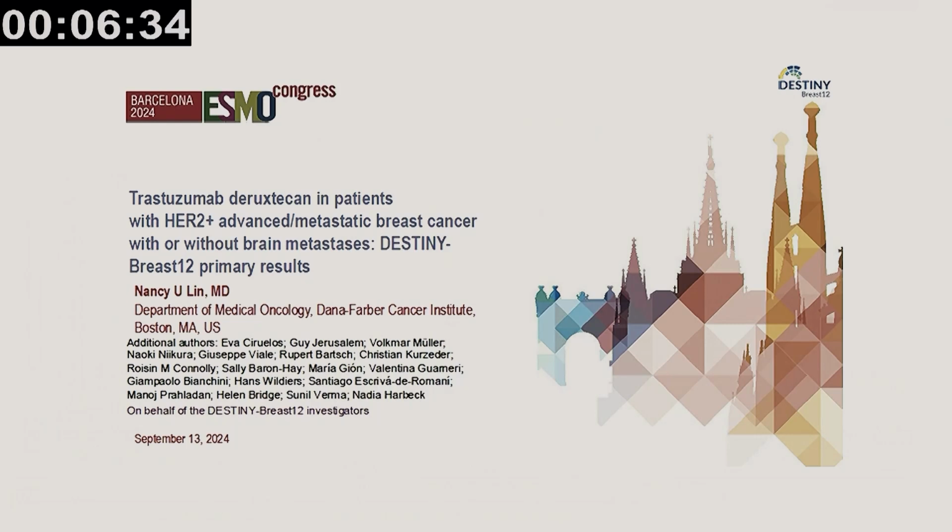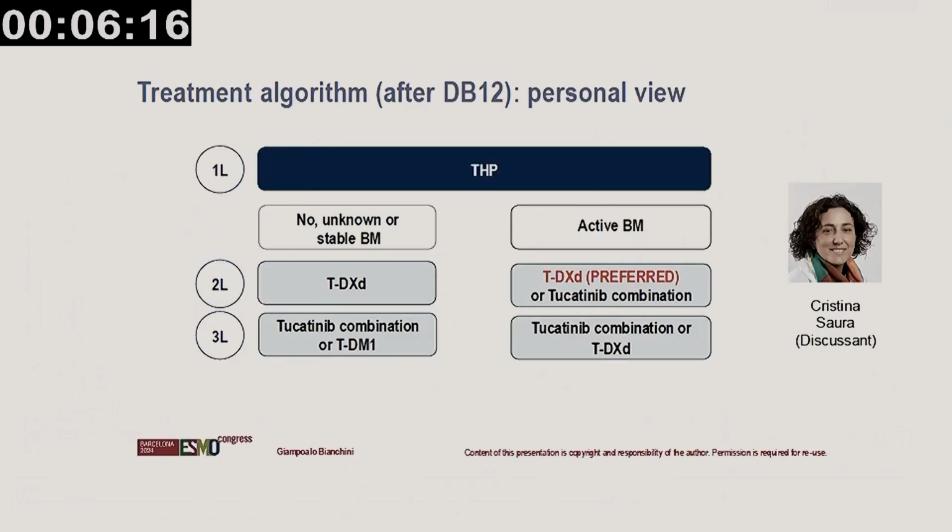And this study actually showed that although we believe that large molecules like the monoclonal antibodies do not cross the blood-brain barrier, this was not true. And this drug trastuzumab deruxtecan had a good intracranial activity. So after that, the discussant Christina, who talked about the study, showed this change in the algorithm, and now trastuzumab deruxtecan has become an important drug even before the tyrosine kinase inhibitors to take care of the intracranial metastasis in HER2 positive metastatic breast cancer.